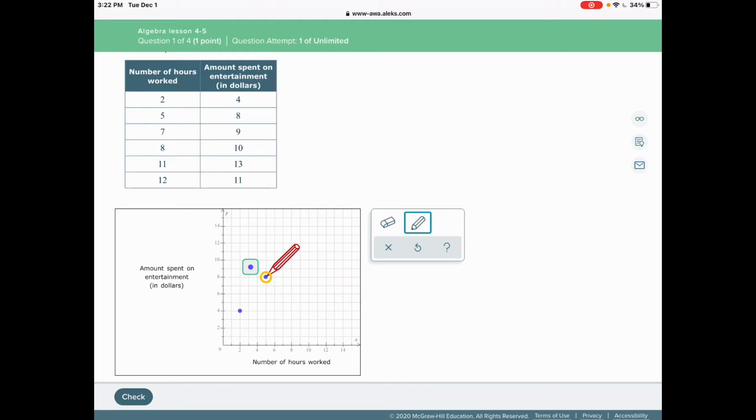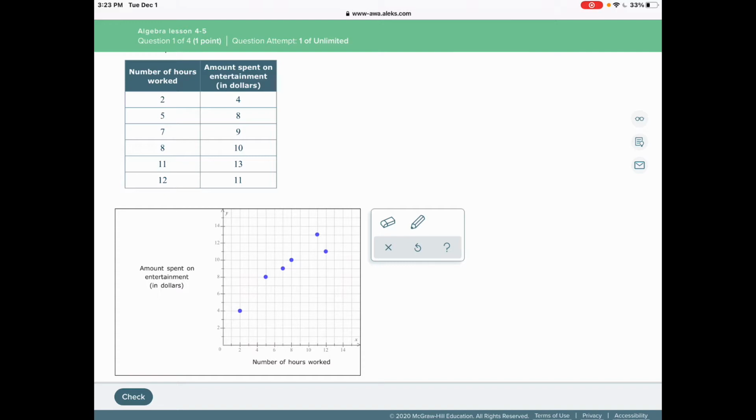And 7 and 9. And 8 and 10, and 11 and 13, and 12 and 11. So 12 and up 11. And this is a scatter plot.